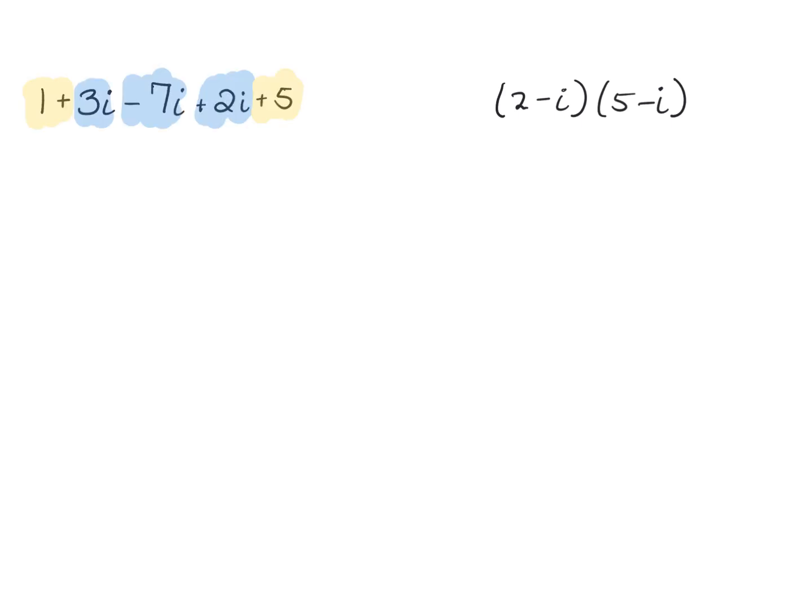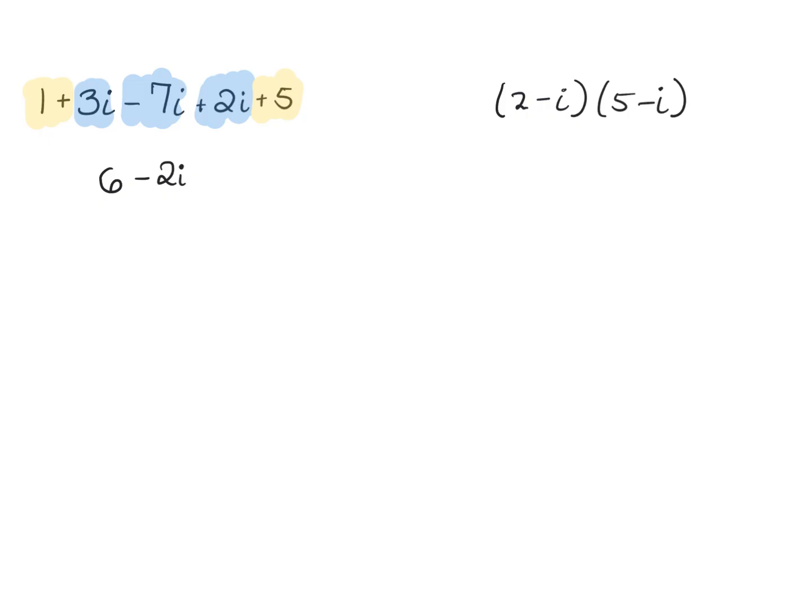So here I've gone through to highlight the terms that I'm going to be able to combine, and the first thing I'm going to do is combine my real numbers. Then I'll go through and combine all of my imaginary numbers. These 2 things I can't combine, so my final answer here is going to be 6 minus 2i.